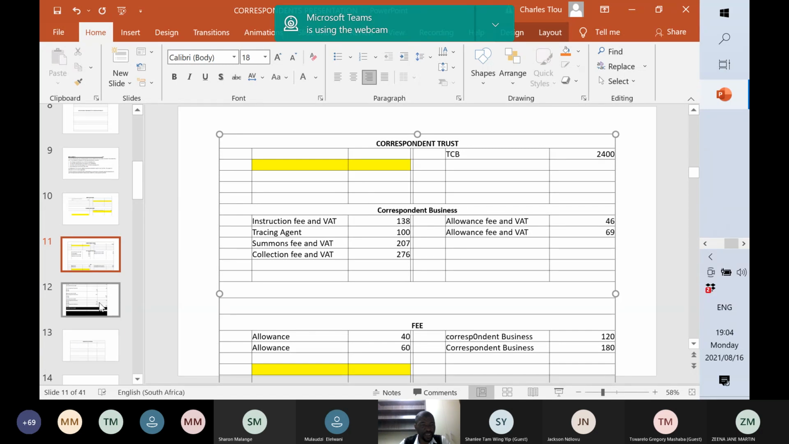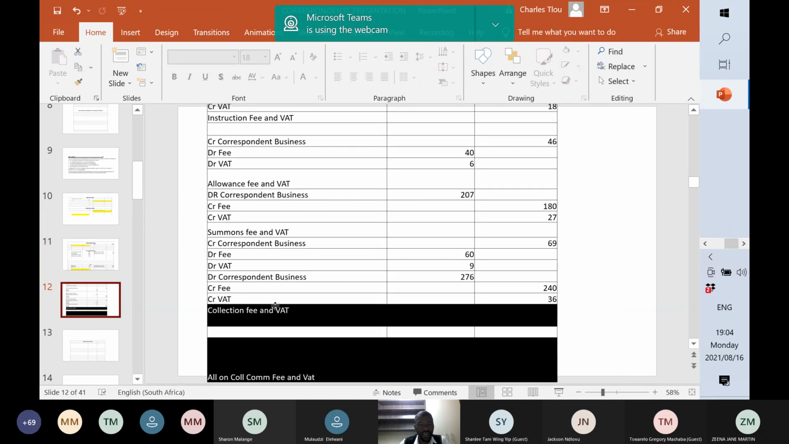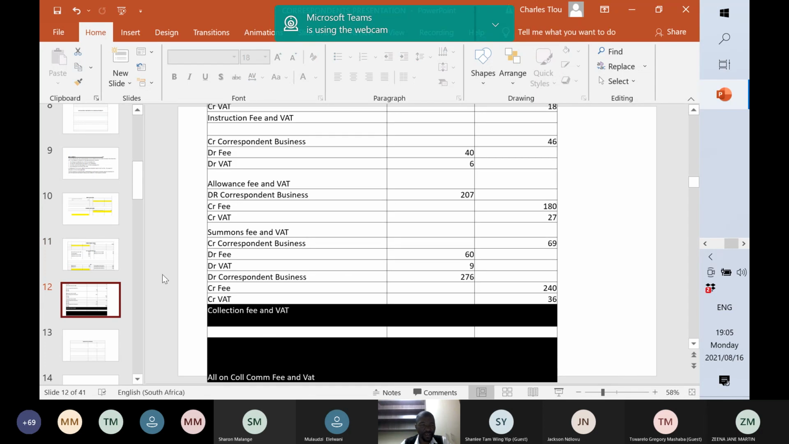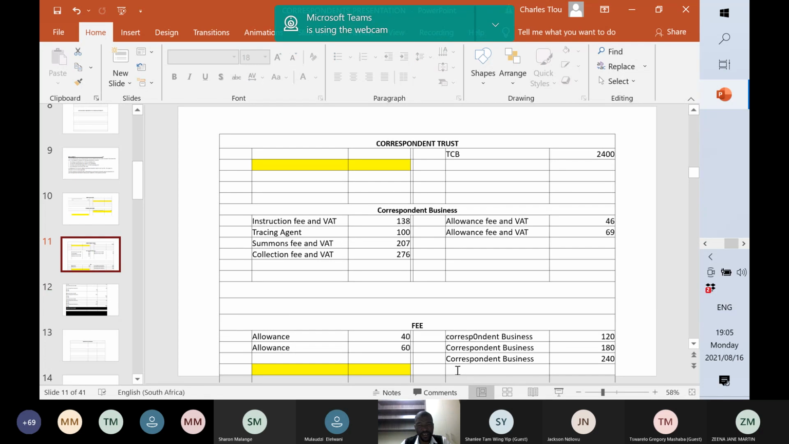And then you go back to the journal again. It says here, credit your fee at 240. Then you come here, this is your fee, credit is here, and that is 240. You credited your fee. And then you credit your VAT at 36 rand. Then you come here, this is your VAT, your credit here at 36 rand.